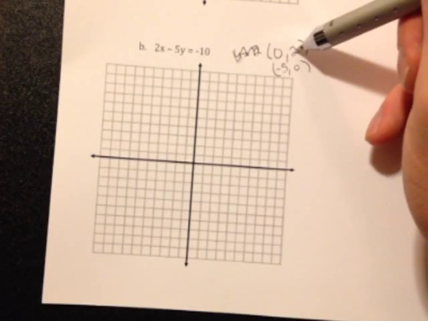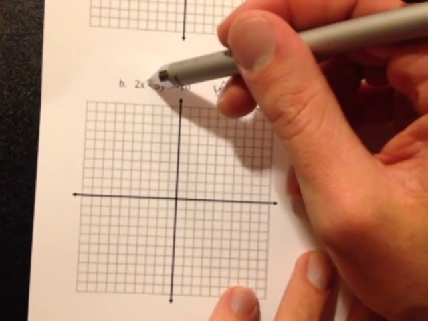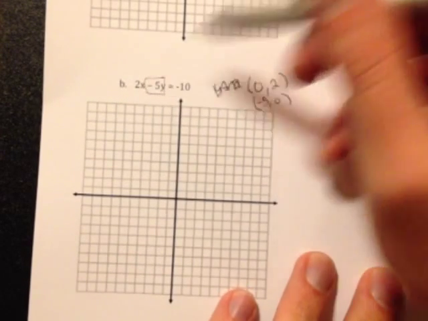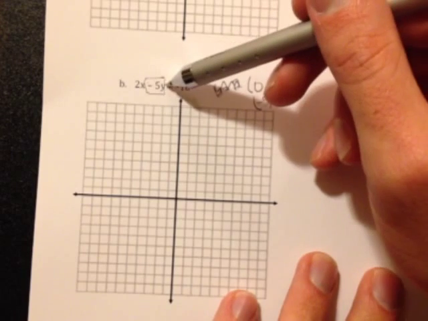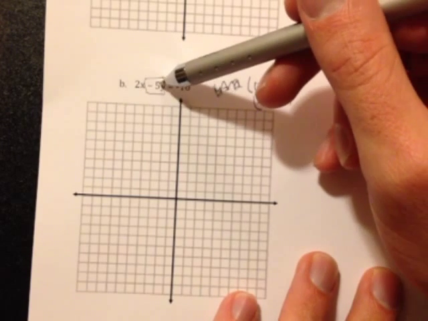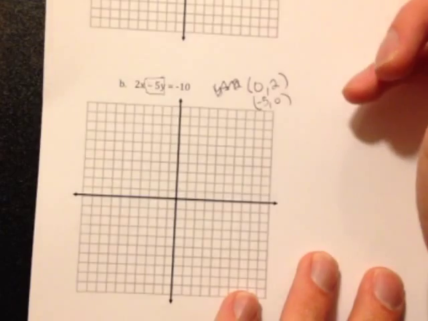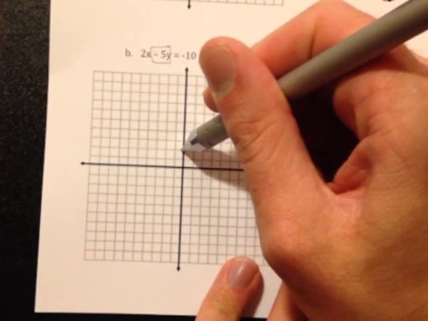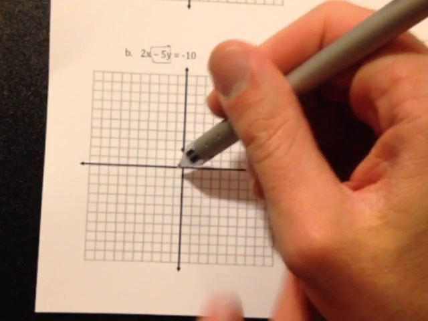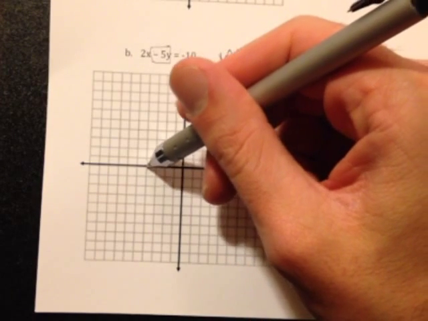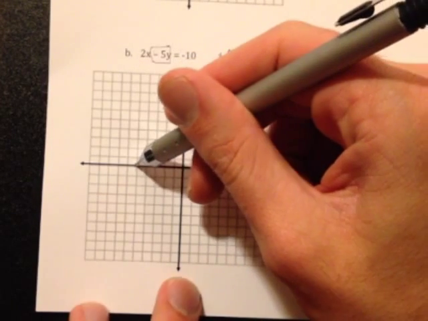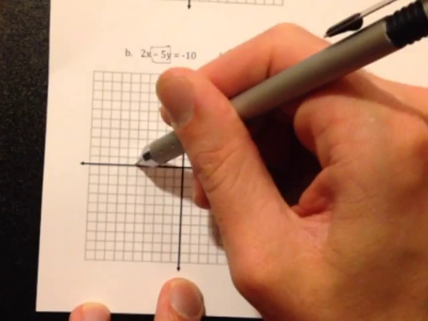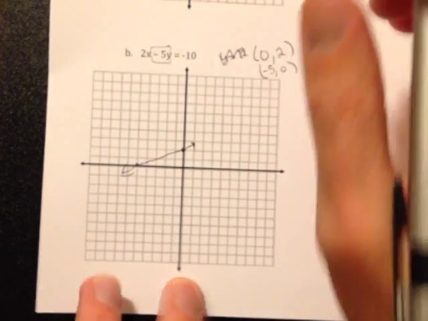If you didn't get this as positive 2, again, what you've got to remember is that we're subtracting 5y, so we want to be subtracting 10. If you made that a negative 2, you'd be subtracting negative 10, and that's not going to work out right. So plot the point 0, 2, and plot the point negative 5, 0. Connect them with a line, and make sure to put your little arrows on the end, and we're all set.